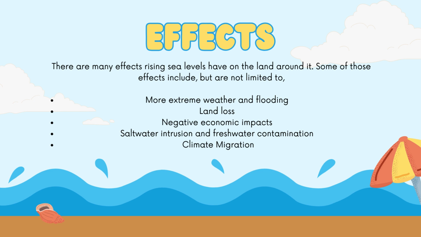Now, as far as effects go, sea levels don't only affect things from a geographic standpoint, such as extreme weather and flooding, land loss, saltwater intrusion, and freshwater contamination. It can also have an economic effect and social effect. So, rising sea levels can have a negative economic impact by destroying infrastructure and reducing the amount of business these land areas see. And rising levels can also mean people are leaving their homes, which also has a negative societal impact and contributes to the economic standpoint as well.